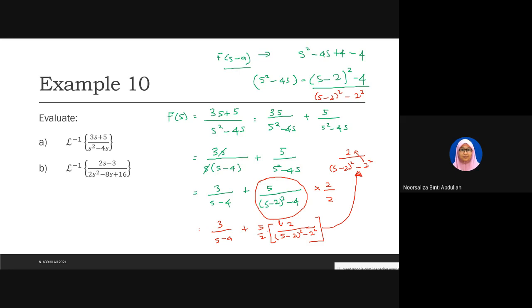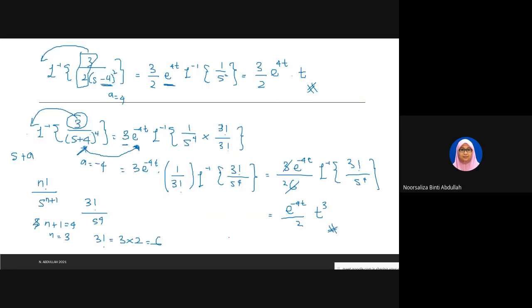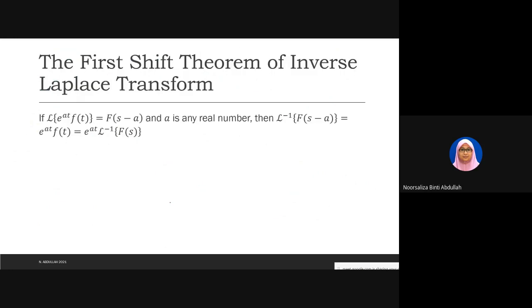Faham tak? Okay, now you can get the Laplace. Kalau you tengok dekat sini, because kita nak pakai first shift theorem. Eksponen S minus 4. So S minus 4. Kalau you tengok dekat sini, minus S minus A, then dekat sini kita ada eksponen AT. Okay, and dekat dalam ni dia ada S saja.